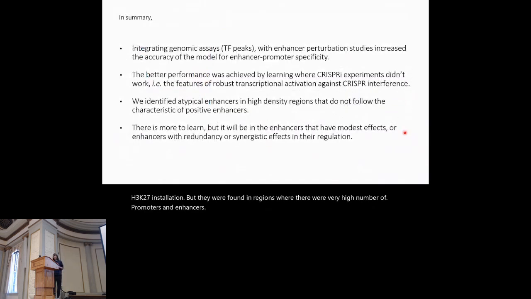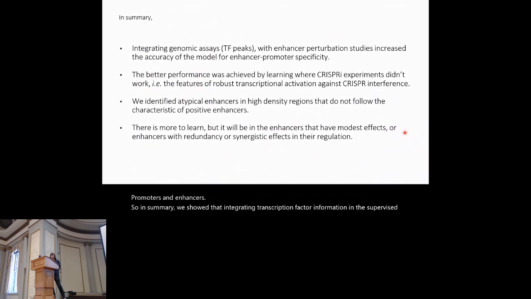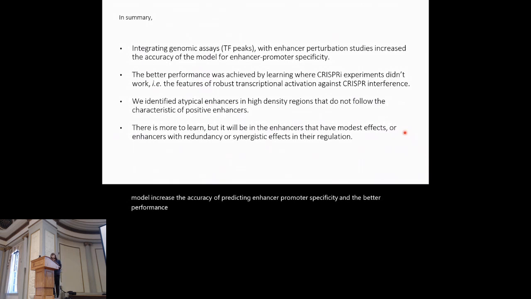So in summary, we showed that integrating transcription factor information in the supervised model increased the accuracy of predicting enhancer promoter specificity. And the better performance was achieved by learning where the CRISPR interference experiments didn't work. And it wasn't that the experiments were wrong or anything, it was that it was picking up robust transcription activation, either on the promoter side or the enhancer side, where it acted against the CRISPR interference experiments.